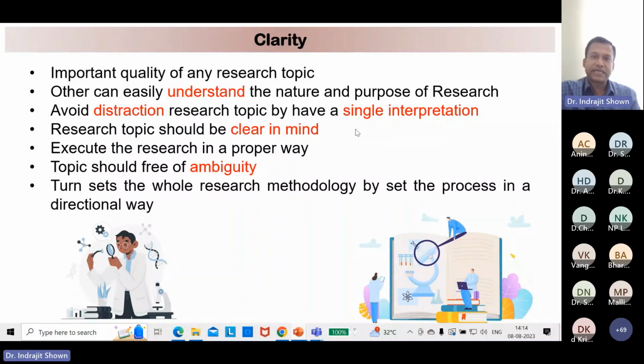The research topic should have a single interpretation. Then the research topic should be clear in your mind. Then you have to execute, because based on that clarity and your understanding, you have to execute your research in a proper manner. And then you have to choose that topic without any ambiguity, and set the whole research methodology as a set of processes in a directional way. These are the things that belong to the clarity of a particular research topic.